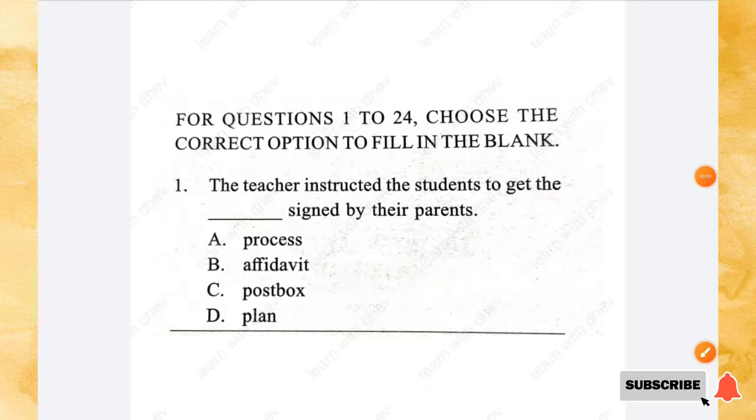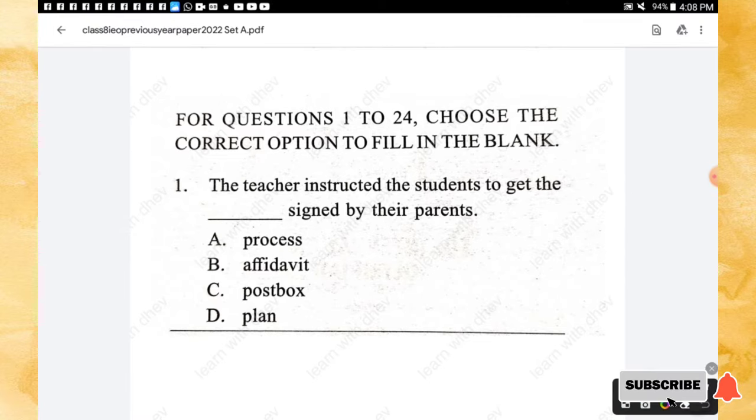The first section is word and structure knowledge. For questions 1 to 24, choose the correct option to fill in the blank. Question number 1. The teacher instructed the students to get the blank filled up signed by their parents. Options are process, affidavit, postbox, plan. The right answer is option B, affidavit.